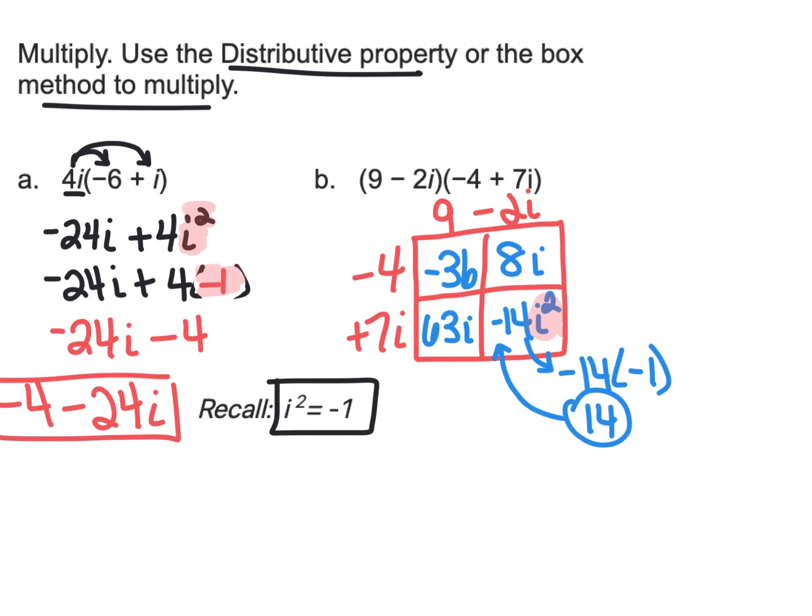So when we go to combine our like terms, they are going to be negative 36 and positive 14. And then we are also going to have 63 and 8. And we're going to put our real numbers first. So negative 36 plus 14 is negative 22. And then our i terms, our imaginary ones, are 63 plus 8, which is 71, sorry, it's not 72, 71i.